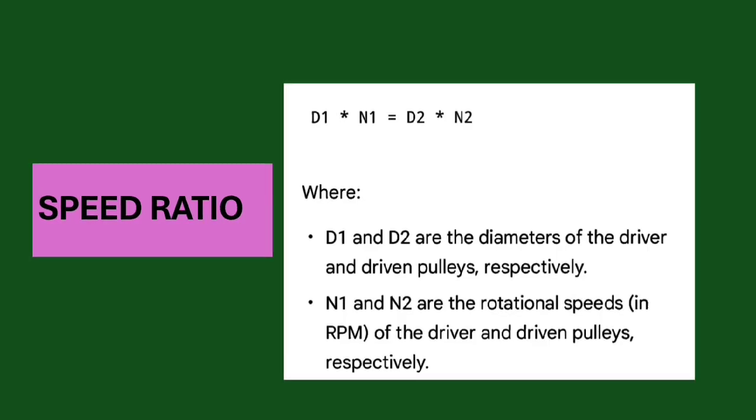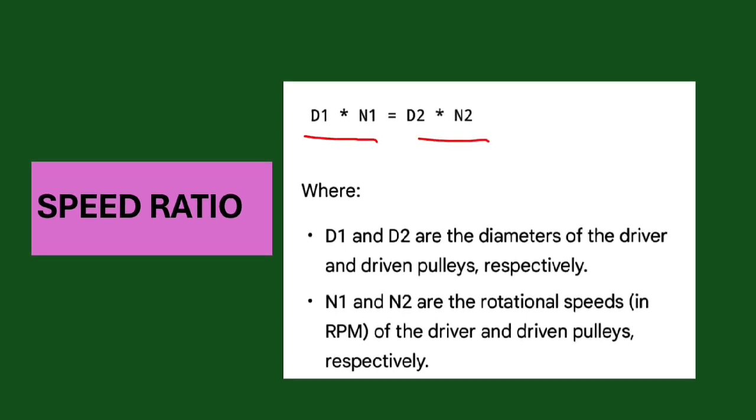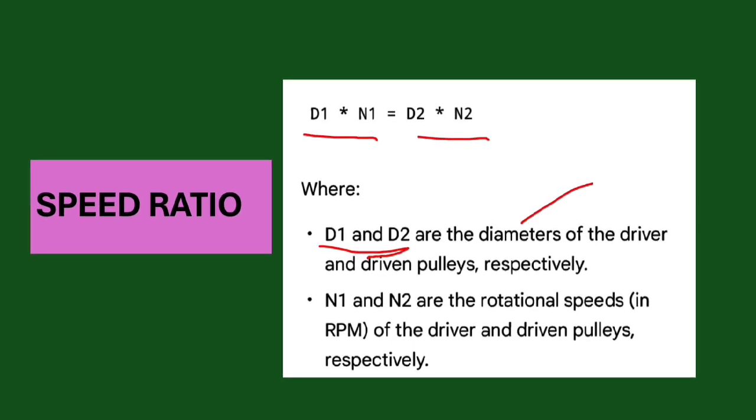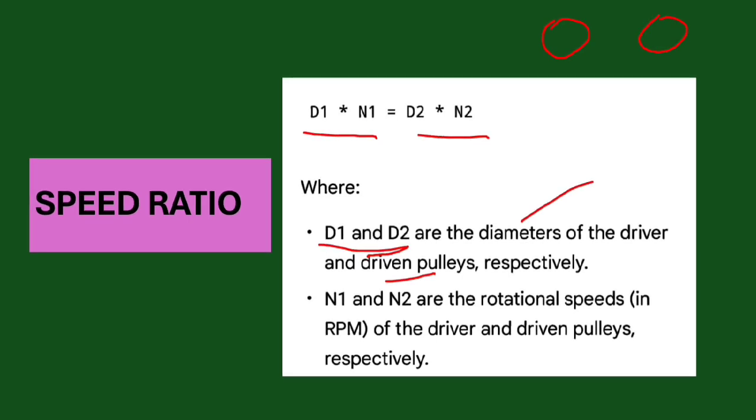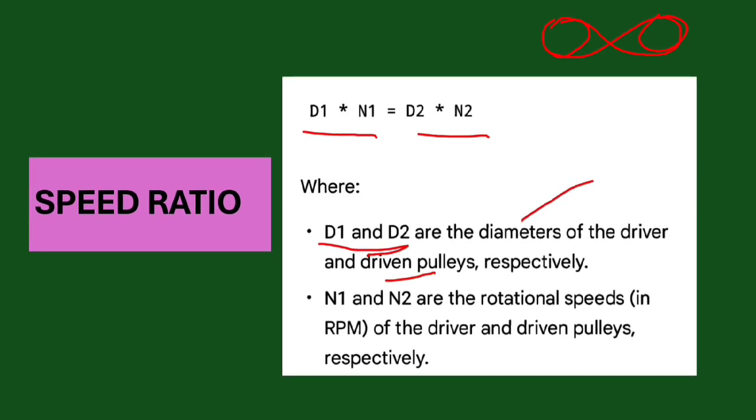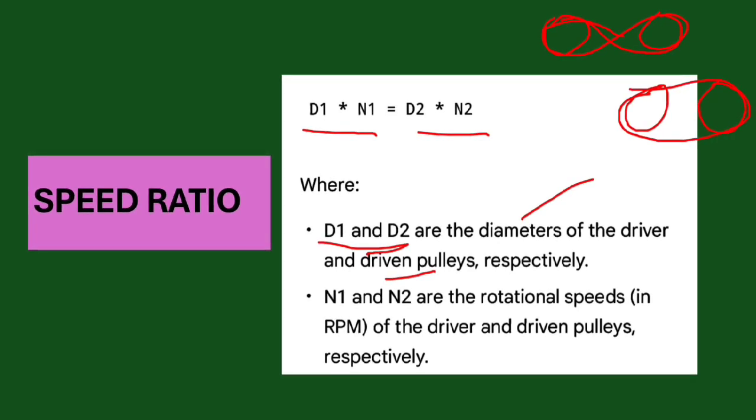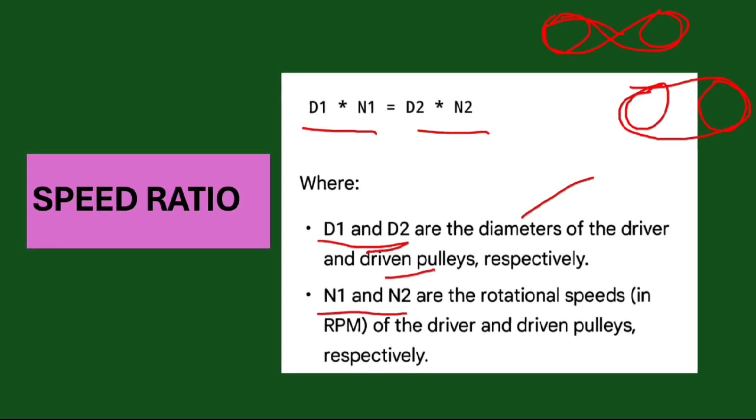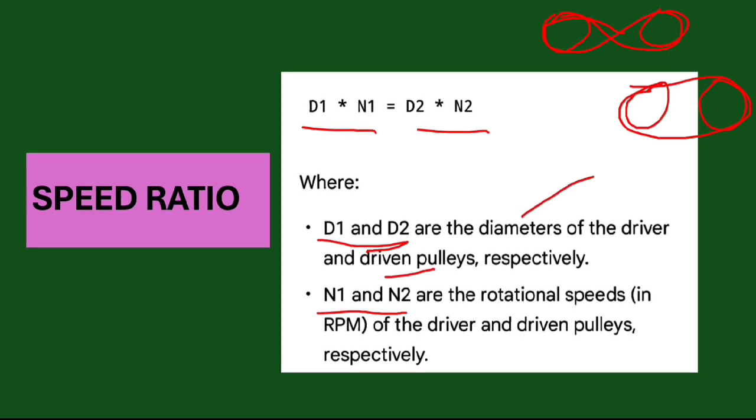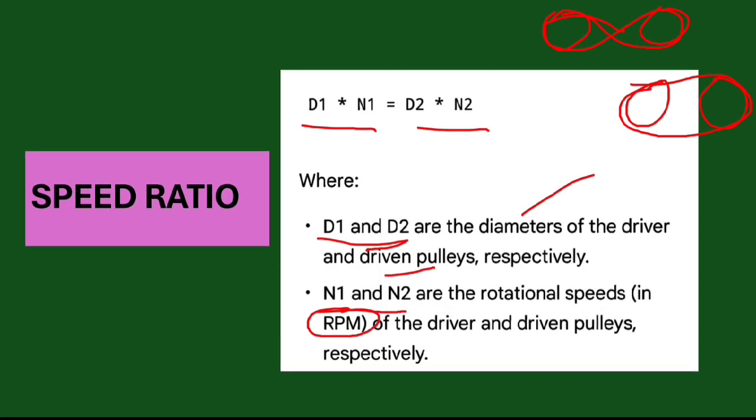Next is speed ratio. The speed ratio formula is d1 n1 equals d2 n2, which means d1 into n1 equals d2 into n2. What are d1 and d2? d1 and d2 are the diameters of the driver and driven pulleys. If you take pulleys like this, or pulleys like this, D1 and D2 are the diameters of the driver and driven pulleys. N1 and N2 are the rotational speeds, in revolutions per minute, RPM.